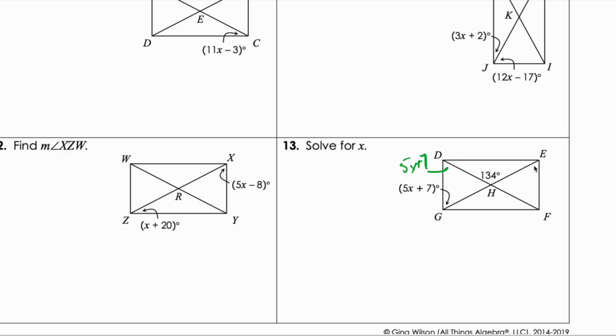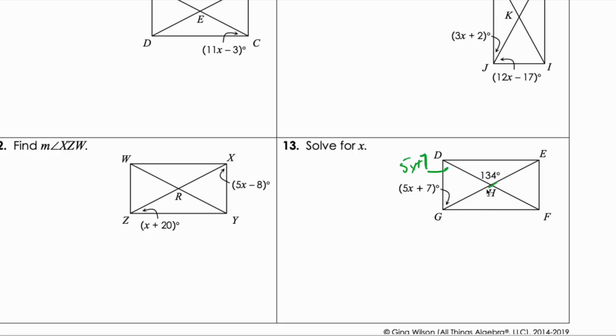Now, these triangles are the same. This also would be 5x plus 7, but we don't need to work on that side of the rectangle because we just need to solve for this x here. What we need to do is find the angle on this side. If we know that this angle is 50, then we can say, okay, well 50 plus 5x plus 7 plus 5x plus 7 equals 180 degrees, right? All three angles within a triangle add up to 180 degrees. So let's try to find the measure of this angle right here, and then we can set up our equation.